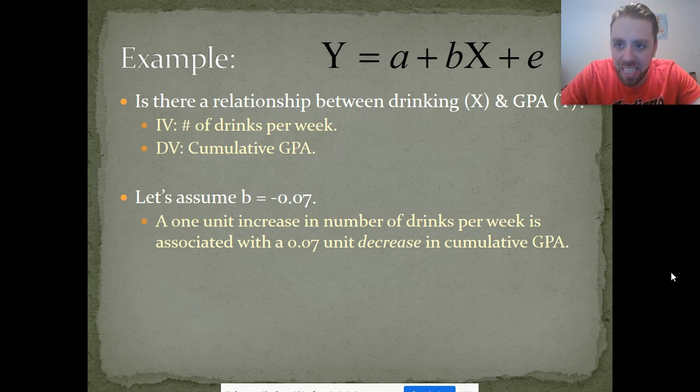Notice how that fixes every weakness that I was dealing with in my correlation problem, because now I can say what is the specific effect of X on Y, in what direction is it going, and what are the units that I'm operating with here. It's actually measured and expressed in the units of the dependent variable, the units of GPA. I think that's amazing. So I'll repeat that. A 1 unit increase in number of drinks per week is associated with a 0.07 unit decrease in cumulative GPA.